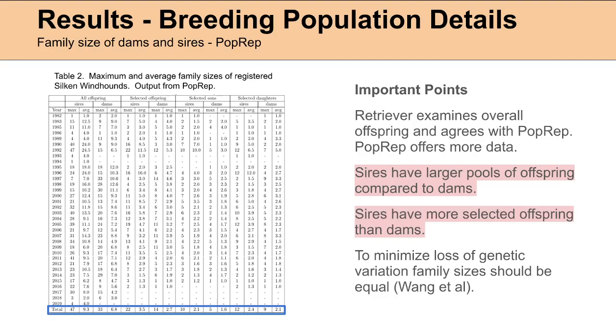What we see in this table, outlined in the blue row, is that sires have larger pools of offspring compared to dams, and that sires have more selected offspring than dams. Ideally, what we want to be doing as a breed is to minimize loss of genetic variation. Family sizes should be equal. So this is an indicator that our breed is possibly not in the best situation moving forward.